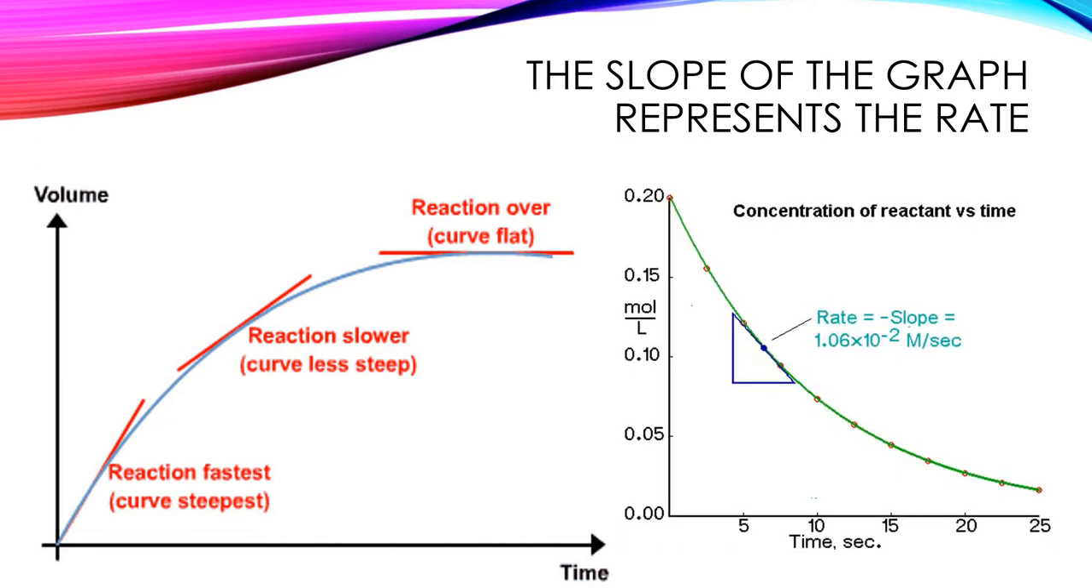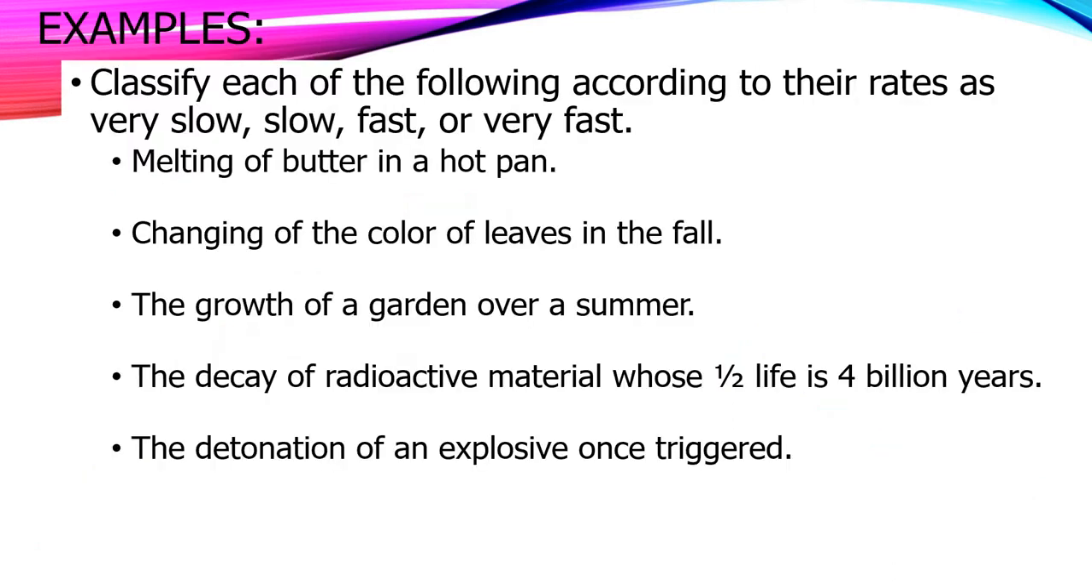Rate is equal to slope. If I'm decreasing, if I started with this concentration and it's now reacting, I'm going to end up with a negative slope. If I'm building it, if I'm producing products, I'm going to end up with a positive slope. All right, so now you've got to think about this. Is this reaction going to be fast, very fast, slow, or very slow? You're talking about rate now. Melting of butter in a hot pan. Fast.